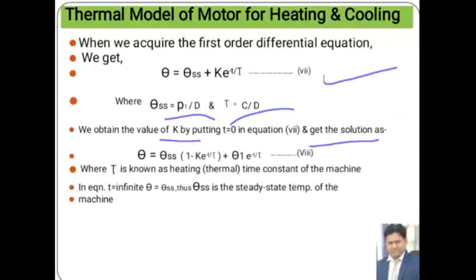(1 minus e to the power minus t divided by tau) plus θ1 e to the power minus t divided by tau. This is our eighth equation, where tau is known as the heating or thermal time constant of the machine.